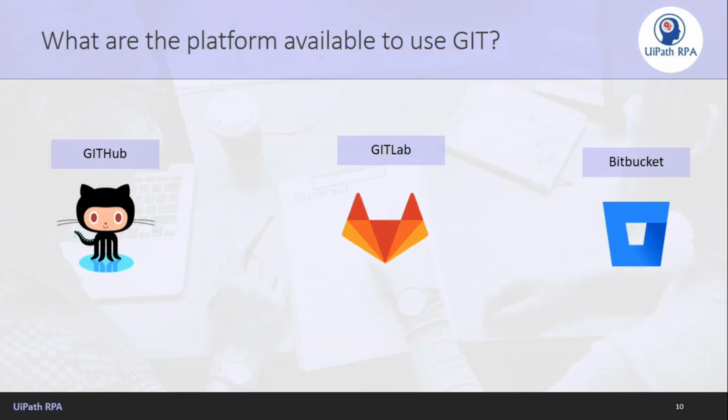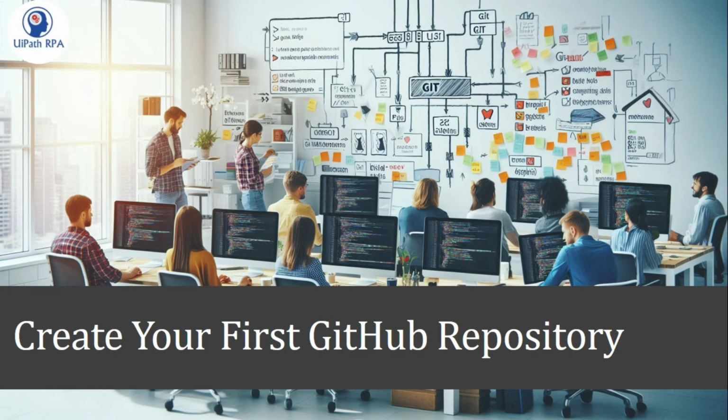Now what are the platforms available to use Git? I have just noted down a few. We have GitHub, GitLab, Bitbucket, and then there are a few more in the market like Azure Repos. I will show you how to create your first GitHub repository, but before that I will show you what GitHub is and how to create an account.